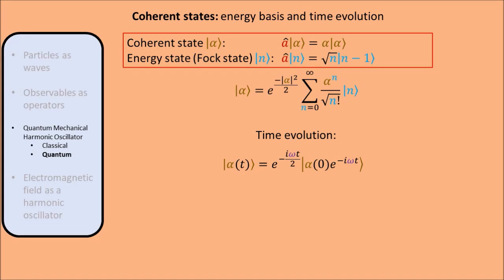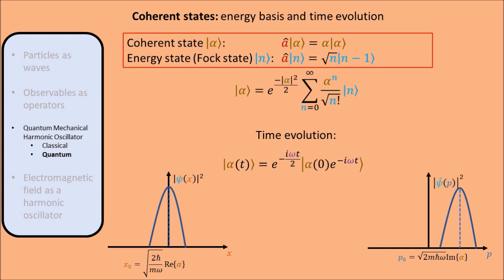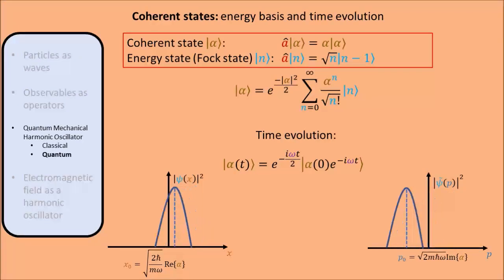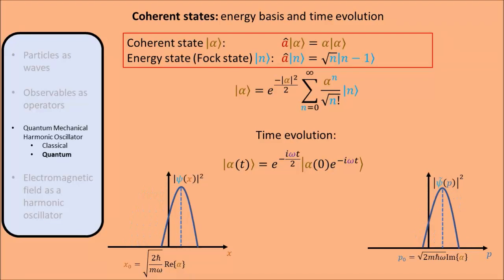Now recall that the probability distributions of the position and momentum were Gaussians shifted by the real and imaginary part of alpha. This means that as a function of time, the probability distributions oscillate as a cosine and sine, just like a particle in a classical harmonic oscillator.